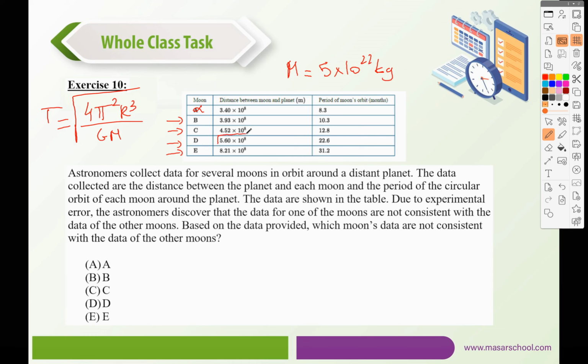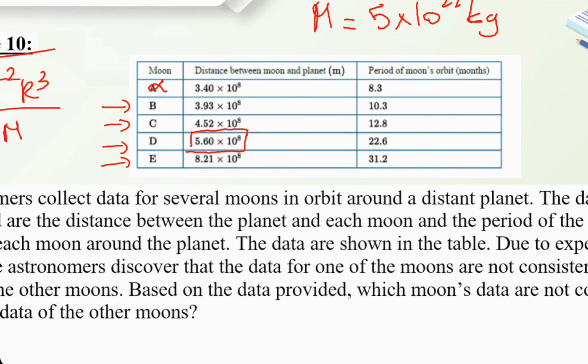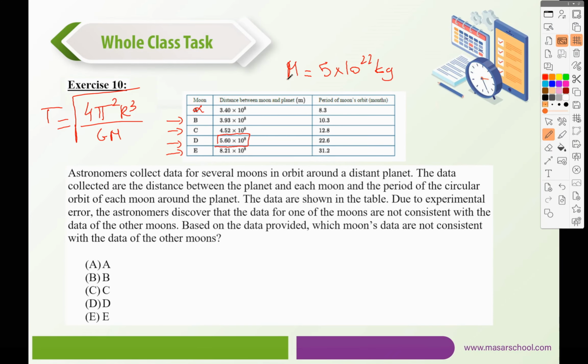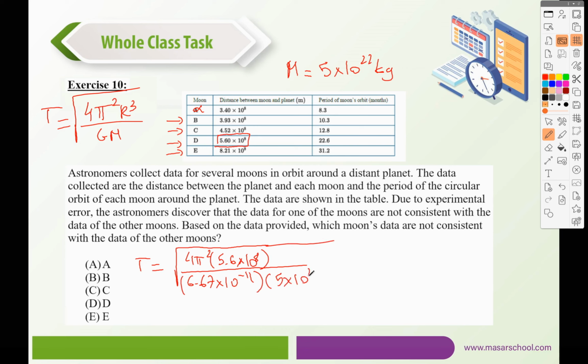We will use this separation distance, which is given by 5.6 times 10 to the power 8, and we will use the central mass in order to determine the period. The period in this case would be given by the square root of 4 pi squared multiplied by 5.6 times 10 to the power 8. Now you need to make sure that the distance is in meters, divided by 6.67 times 10 to the power minus 11 multiplied by 5 times 10 to the power 22. Then you will get a number, but this number is expressed in seconds.